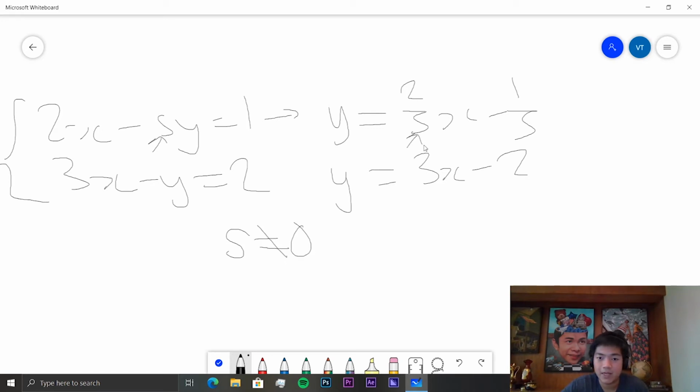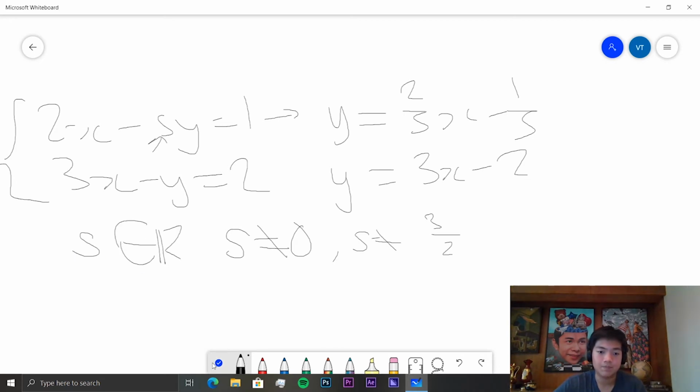Because we're dividing by s, we can't divide by 0. The second thing we can tell is that s cannot be equal to 3 over 2. If s was equal to 3 over 2, it would make the gradient of this line have the same gradient as this line. And because we're looking for values of s so the equation only has one unique solution, the gradients cannot be the same.